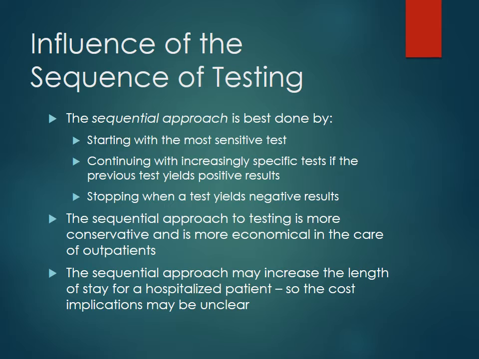So the sequential approach is best done by starting with the most sensitive tests and then continuing to increase specific tests if the previous one yields a positive result, right? Once you have a negative result, then you can stop testing based on what you're seeing. So by sequentially testing, it's going to be more conservative and more economical in the care of outpatients, especially those with less severe disease or things that are not quite as debilitating. And so it may also increase the length of stay for hospitalized patients.